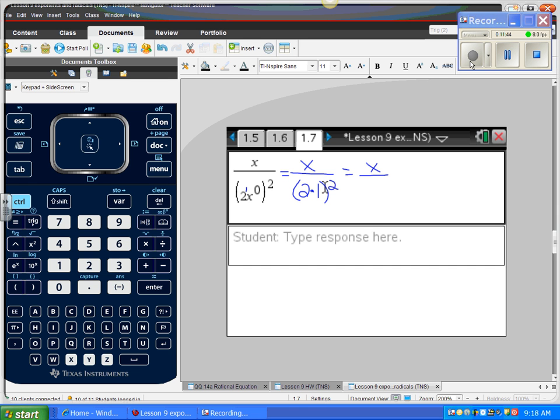Okay, so what exponents do, this is x to the first power, right? This is x squared, x cubed. So what exponents do is they tell us how many times it repeats itself. So x to the first power is just 1x. X squared is x times x. Do you understand? Okay.